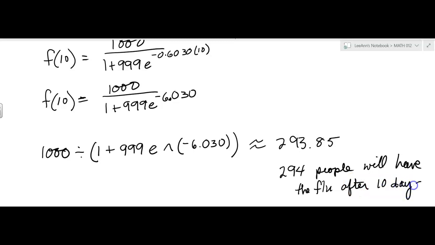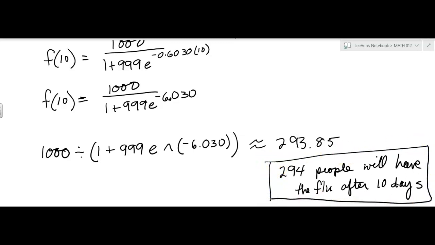Now, it's a model. You know, you could count up the people who have the flu and it might not be 294. That's okay. It's probably going to be close, you know. This is just what we're predicting. Based on the logistic model, we're predicting that after 10 days, 294 people will have the flu for this particular strain of flu.